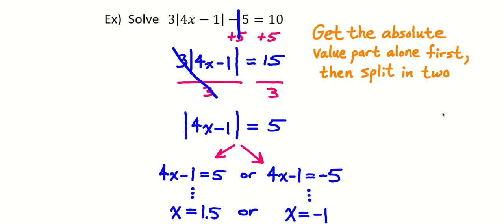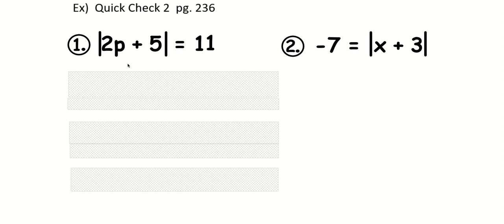And I was just saying that. Step 1 is going to be to isolate the absolute value part, or get the absolute value part alone first. Then we can split into the two cases. And it looks like our two solutions, when we add 1 to both sides and then divide both sides by 4 for both of these, you'd get 1.5, or 3 halves, 3 over 2, or -1. So here we go. Moving on.